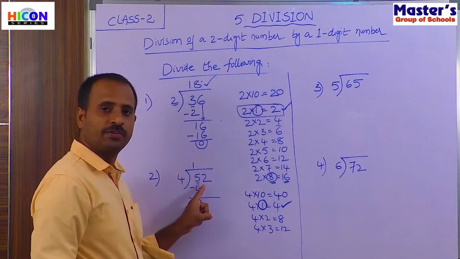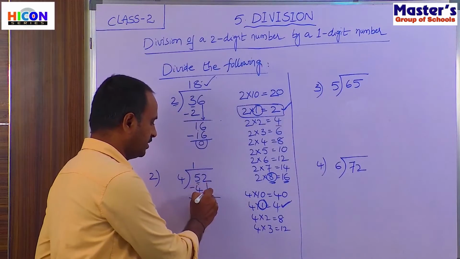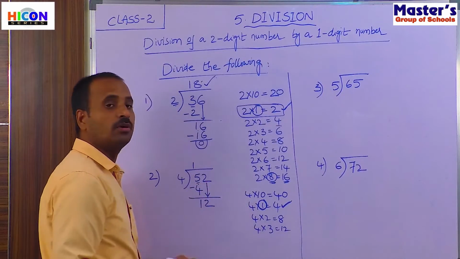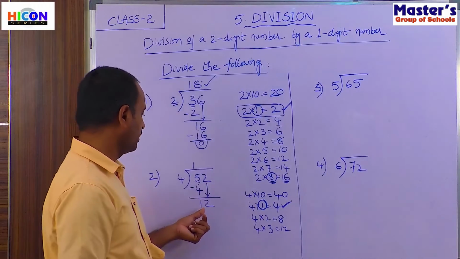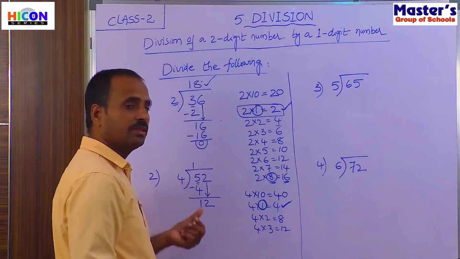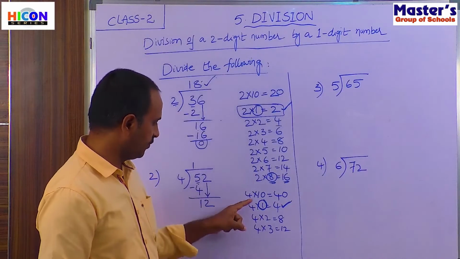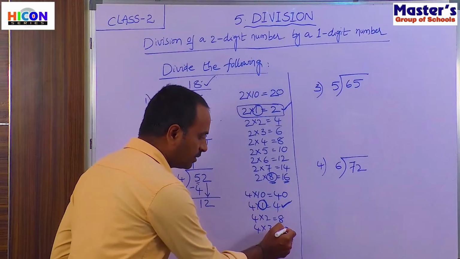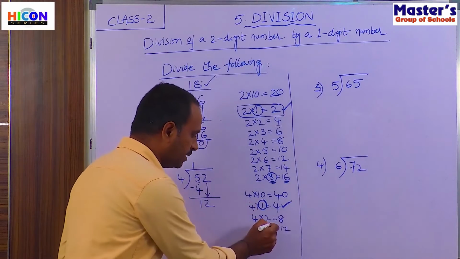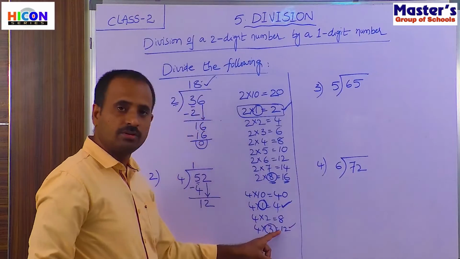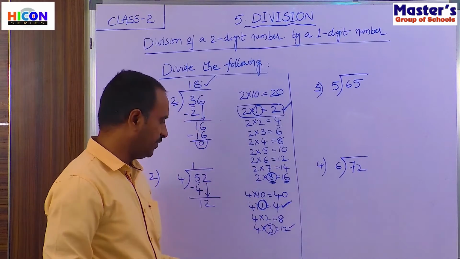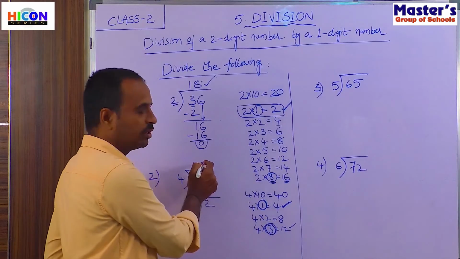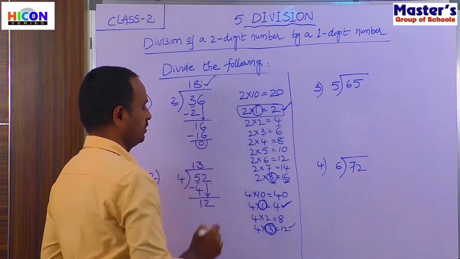What is the second digit in 52? 2 is the second digit. So bring down the second digit 2. Now it will become 12. So let us find when the number 12 comes in the fourth table. Let us see the fourth table. When does the number 12 come here? The 12 comes when we take 3 times. So write this 3 in the quotient beside 1.